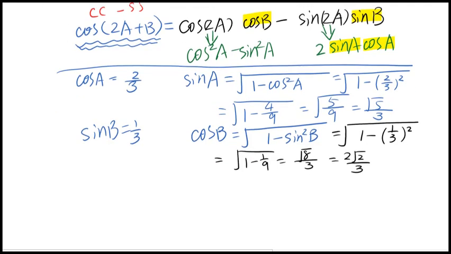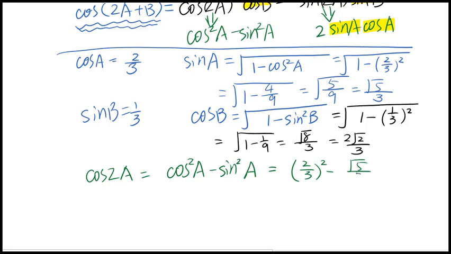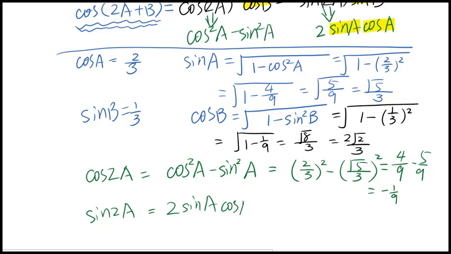After you get this, you will figure out cosine 2A and sine 2A. Cosine 2A equals cosine square A minus sine square A. So we plug in 2/3 square minus square root of 5 over 3 square. That is 4/9 minus 5/9 equals -1/9. Now for sine 2A, you will get 2 sine A cosine A, equals 2 times 2/3 times square root of 5 over 3. Your denominator will be 9, top will be 4 square root of 5.